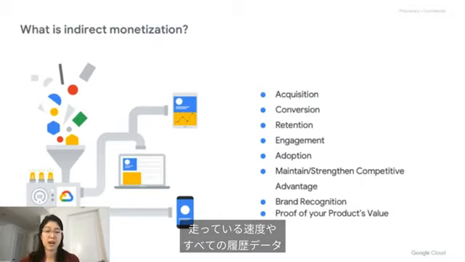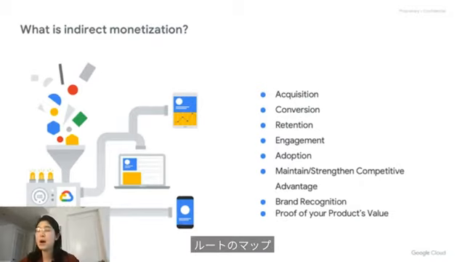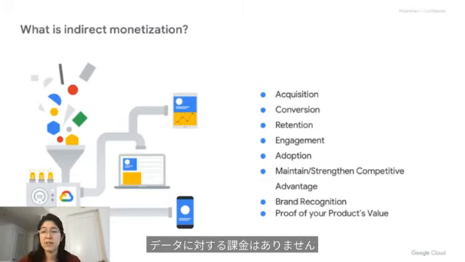It tells me how fast I've run. It has all my historical data. It maps out my route. It tells me what my elevation is. And so again, this is data that was free. They're not charging me for data.